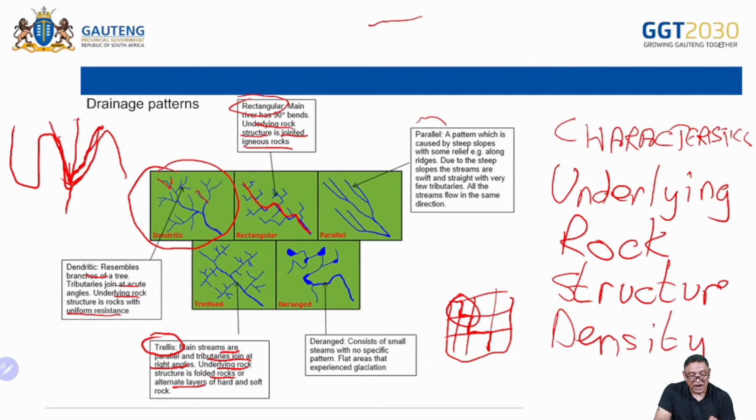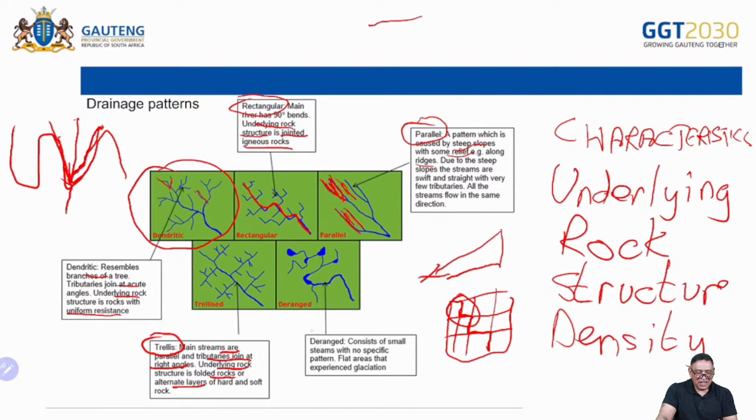Let's take your parallel. Okay, a parallel pattern is caused by steep slopes and some relief, for example ridges. Now, if I have a ridge, you know what's a ridge? It's an area like that. And of course, if I have a ridge here, and a ridge here, and a ridge there, what's going to happen? The streams are going to flow along that ridge on both sides. And because they flow along that ridge on both sides, it creates the parallel streams.